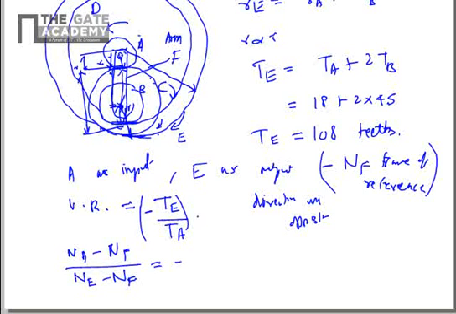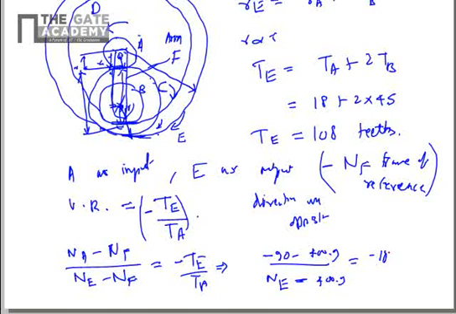And this will be equal to the velocity ratio, that is minus TE by TA, that we saw here. Substituting the value in this equation, we'll get minus 90 minus 400.9 that we got just now, divided by NE, to be determined, minus 400.9 is equal to minus 180, sorry, minus 108 divided by 18.